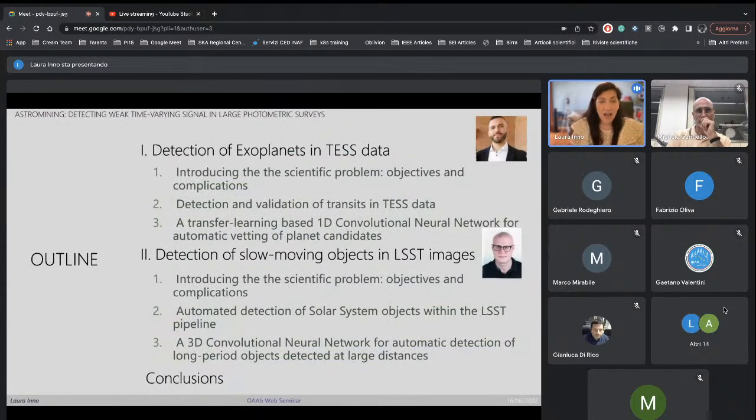Right. So during this talk, I will focus on two specific projects. The first one is how we can detect exoplanets in the photometric data from TESS, and the other one will be about how we can detect slow-moving solar system bodies in LSST images. For each of these science problems, I will give a little bit of background and then describe what the main challenges are and why we need to use machine learning-based algorithms. Specifically, we use deep learning.